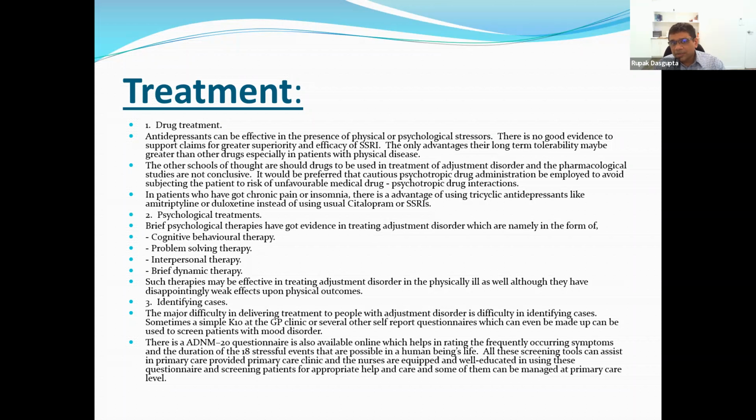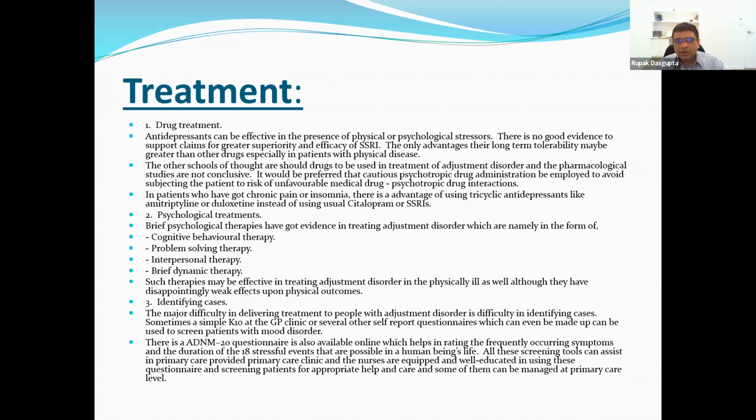The other schools of thought are actually anti-medication. The thought is that drugs should not be used in treatment of adjustment disorder, and pharmacological studies are not conclusive. So there is no conclusion that medication should be used at all, and you should just watch and wait. But generally in my clinical practice, I actually use tricyclic antidepressants as well, including amitriptyline and duloxetine, depending upon the cause of the adjustment disorder.